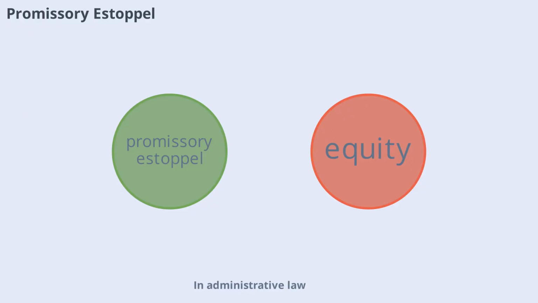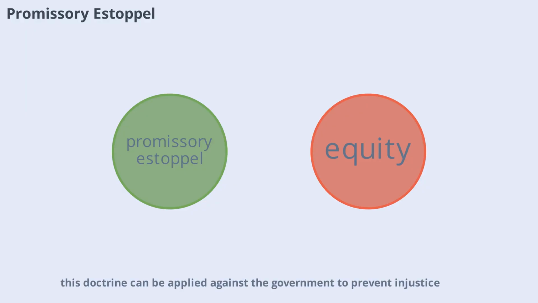In administrative law, this doctrine can be applied against the government to prevent injustice, except where the promise is contrary to law or beyond the authority of the official.